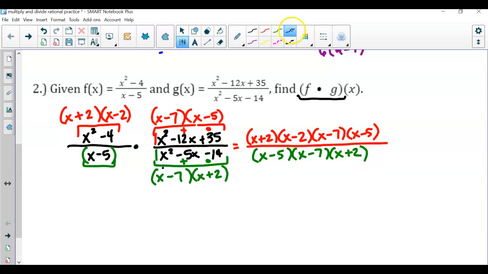Now start canceling out. I see I've got x minus 5, x minus 7, and x plus 2. So the final answer is just x minus 2. Because here nothing was in the denominator except for 1, so again it's just x minus 2.